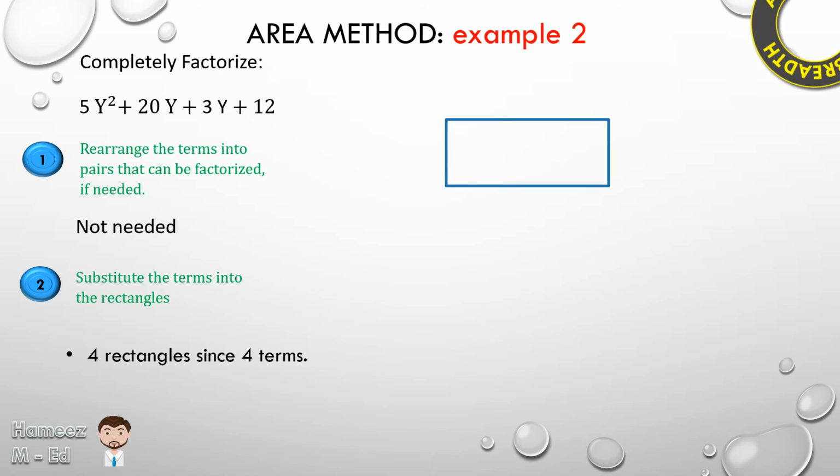So for the first rectangle, remember area is equal to length times breadth. So the first rectangle is 5y squared. So that will be 5y times y.